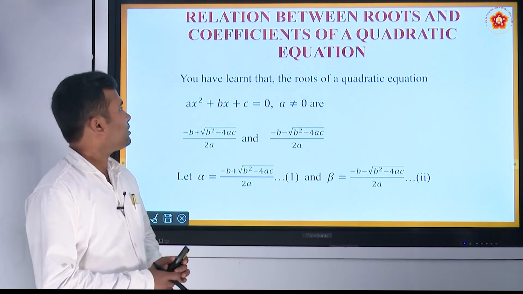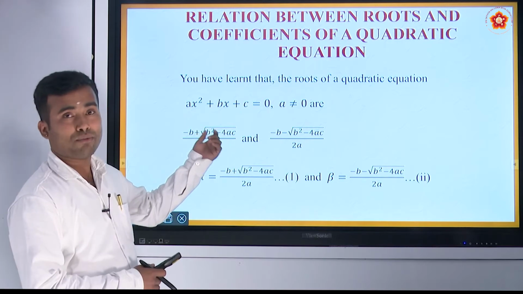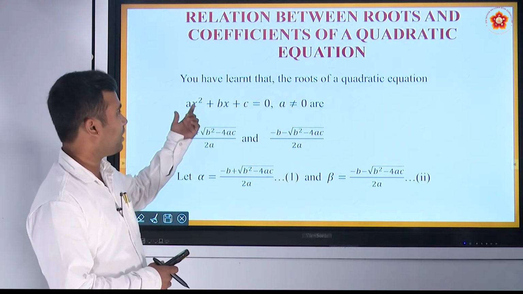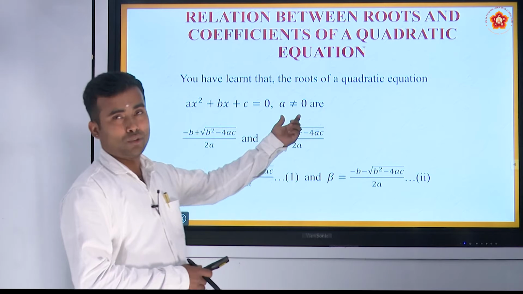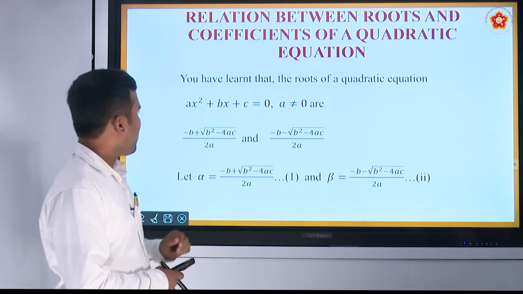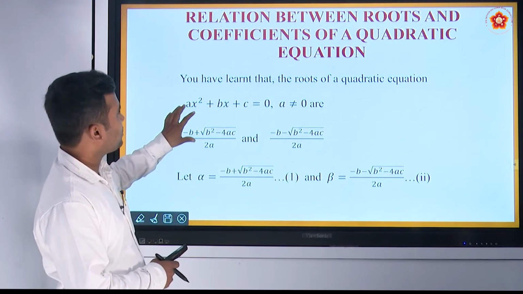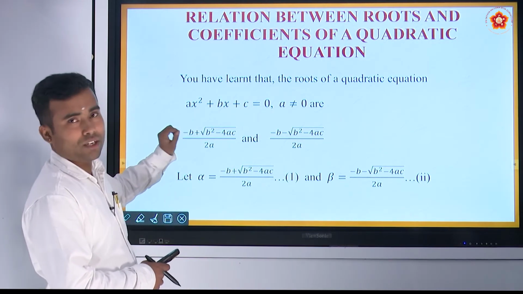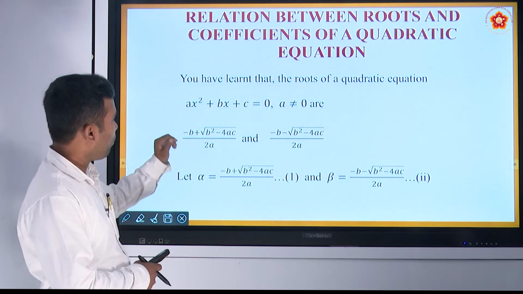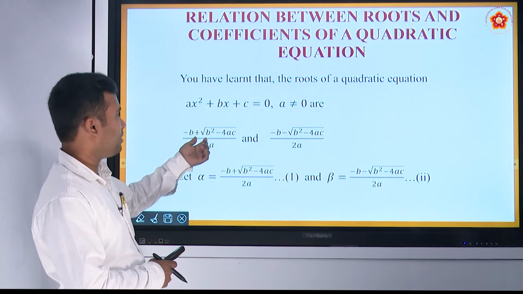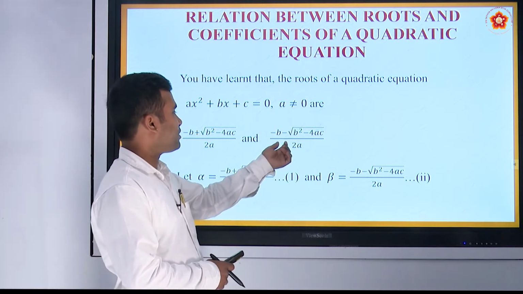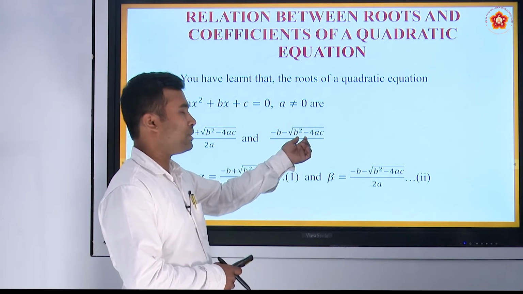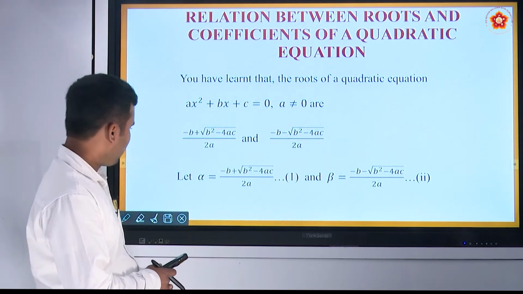Yes. So here we know that the general form of a quadratic equation is ax square plus bx plus c is equal to 0. Here a should not be equal to 0. This is a quadratic equation, hence it has two roots. One root is minus b plus square root of b square minus 4ac by 2a. The other one is minus b minus square root of b square minus 4ac by 2a.